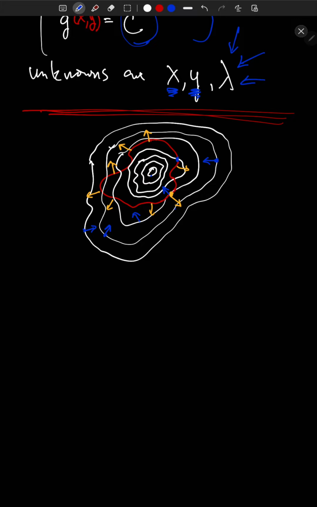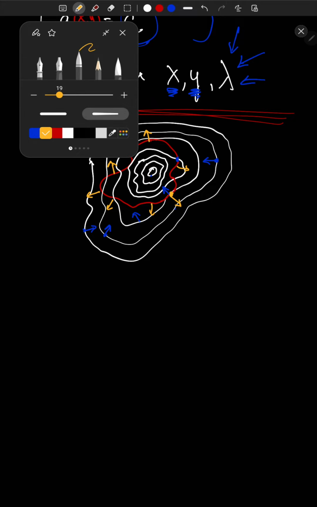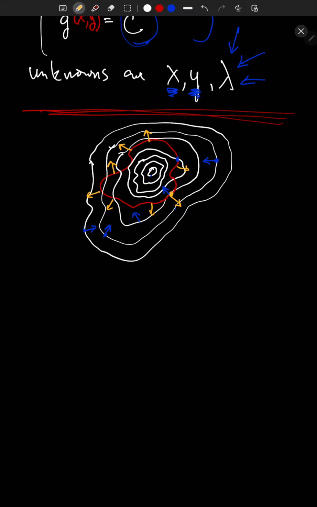So at this point right here, gradient g is pointing in that direction, perpendicular to the red. Gradient g is in that direction, whereas gradient f is in that direction. They're not parallel, so we're not looking for that point. So we're looking for points like this one right there.